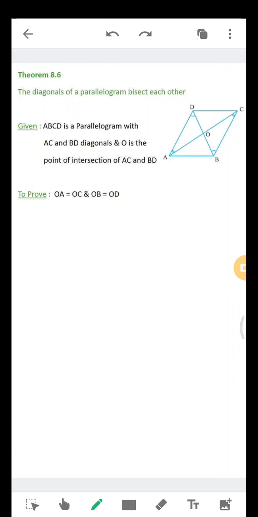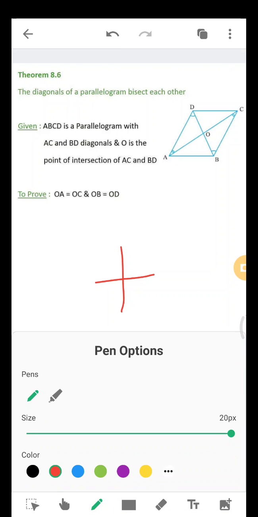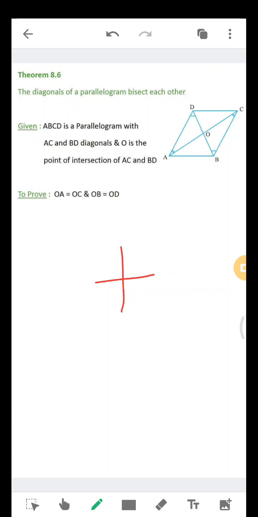Bisect each other means like the plus sign. What happens in the plus sign? Both the lines divide each other equally. This two will be equal and this two will also be equal. This is the meaning of bisect each other. So we have to prove that the diagonals of a parallelogram also bisect each other.